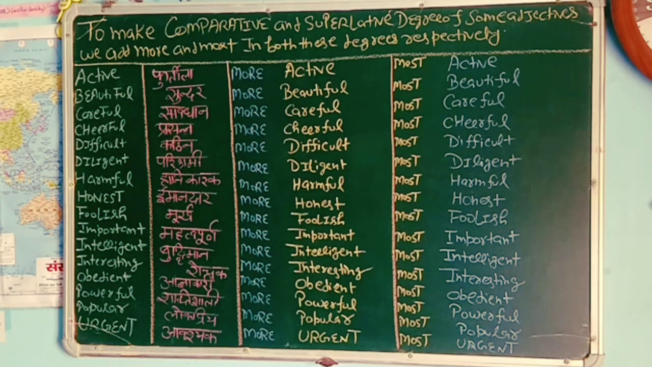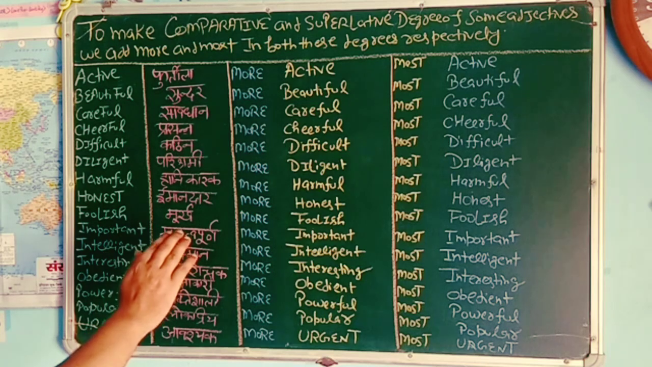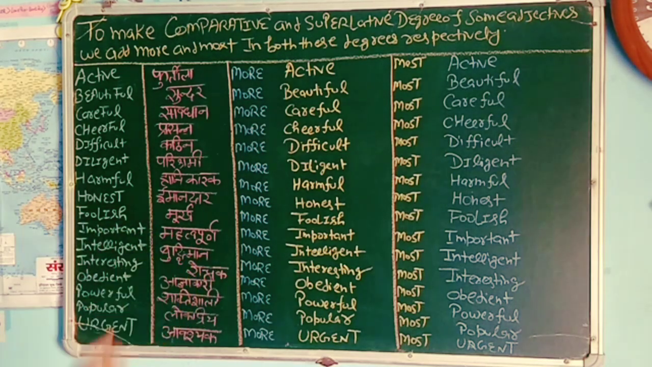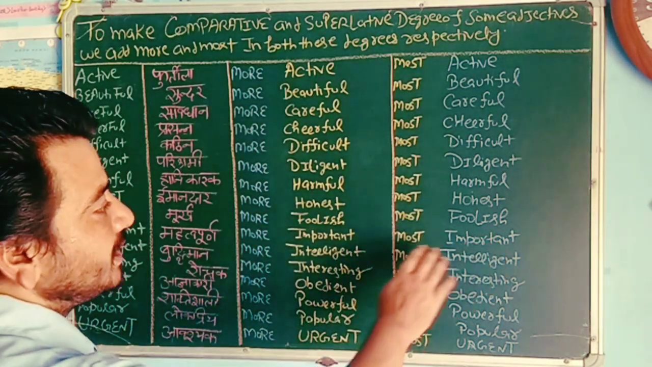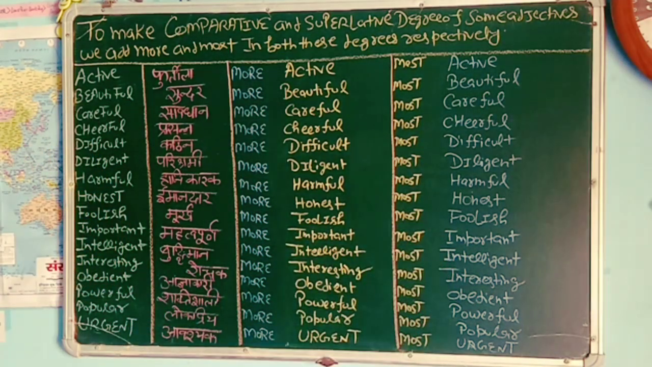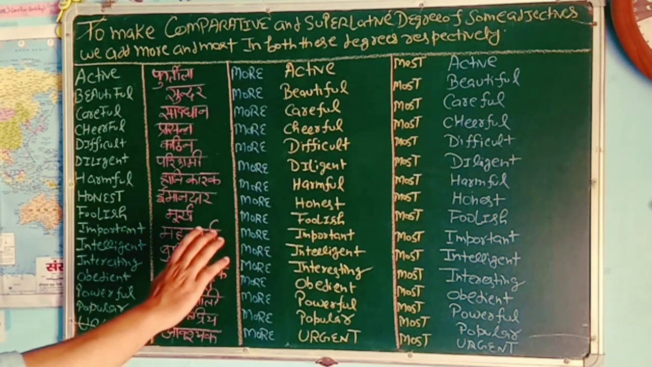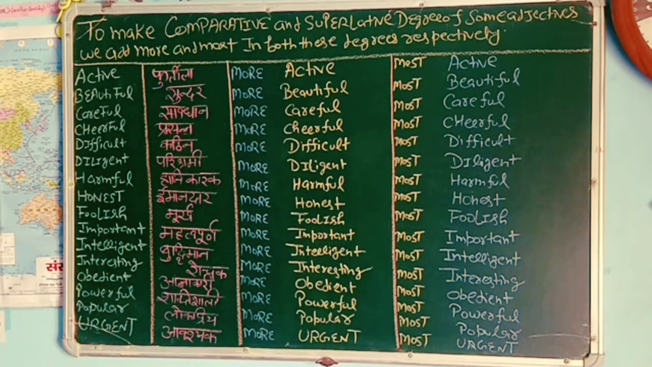Our next adjective is foolish. The meaning of foolish is murk in Hindi. If you want to make its comparative degree, it becomes more foolish, and if you want to make the superlative degree, it becomes most foolish. So our complete degree of comparison becomes foolish, more foolish, most foolish.